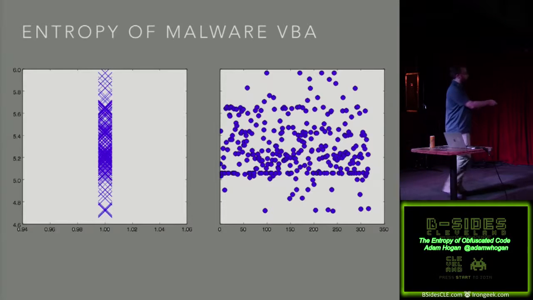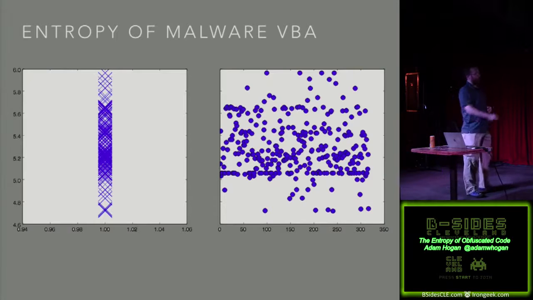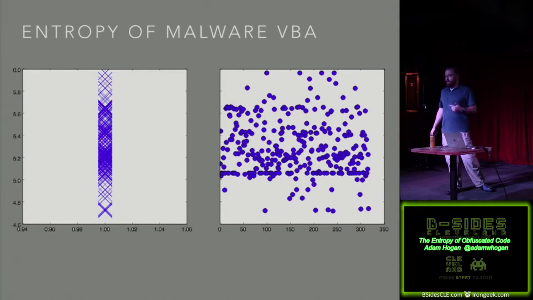The edge is sort of cut off, but here at the bottom we're at an entropy score of about 4.6. Here at the top is about 6. You can see the mean being about 5.2 right around here. On the right-hand side, it's the same data points but spread out. The horizontal axis doesn't actually have a meaning. It's the number of observations.